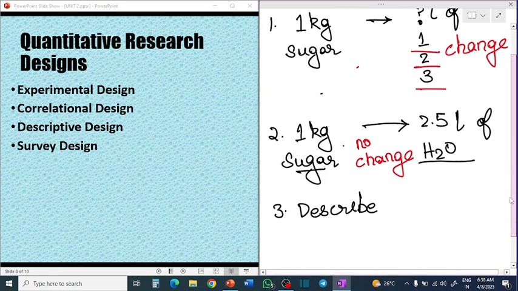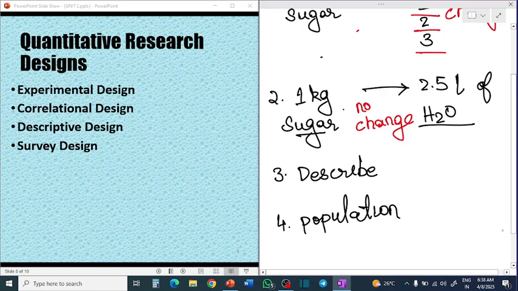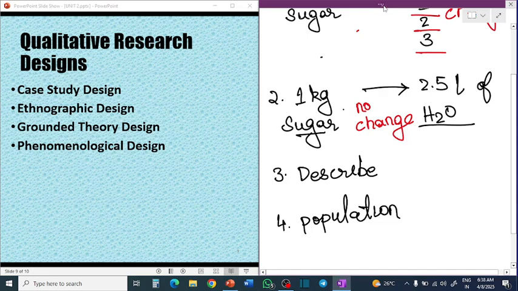Then survey design, as you all know, is the one done to calculate the population. That is known as survey design. How many people are living over here, how many of them are male, how many are female, how many are children, how many are educated or non-educated. All this falls under the survey design. Now we will see some of the qualitative research designs.